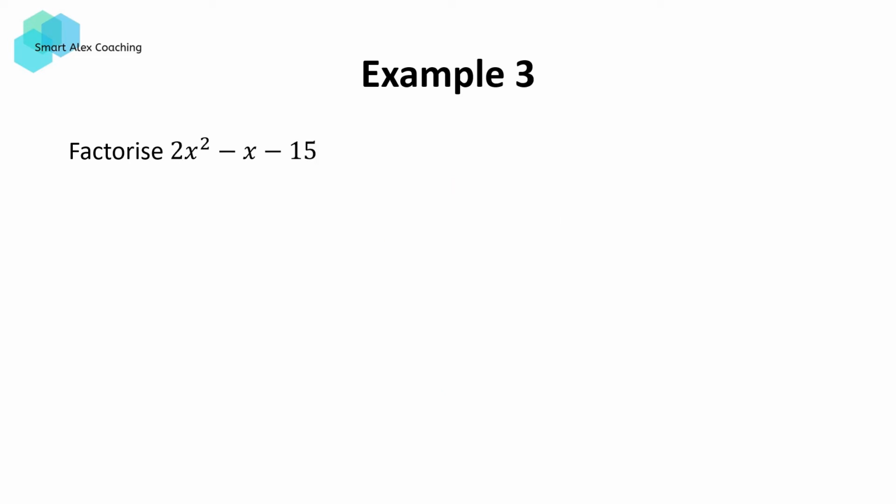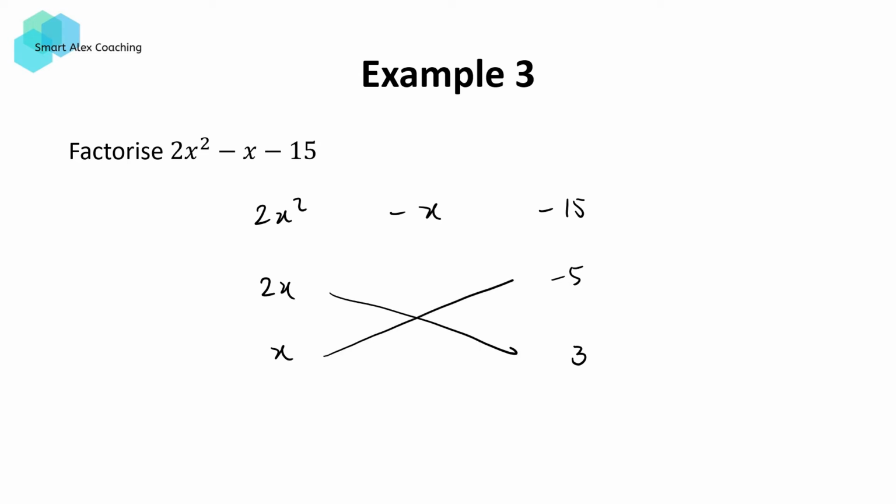In our example 3, we've got 2x squared minus x minus 15. This time, however, we've got the negative sign that we've got to handle. Writing it up as 2x squared minus x minus 15, I'm going to try 2x and x for 2x squared, and minus 5 and 3 for minus 15. We're going to multiply them diagonally and add them up. We're going to get 2x times 3 plus x times negative 5. That's 6x minus 5x, which is a plus x.